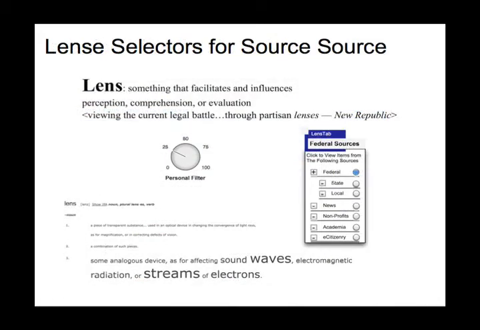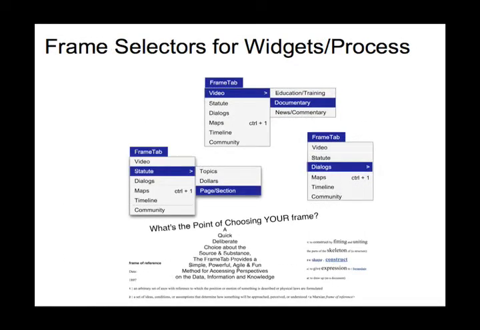So we give them selectors of the lenses, which are the source of the data, allowing them to understand the type and the source of data and to select that deliberately. And also selectors for the frames, which is another way to call a widget or a web application or process. We have one for the statute, which you've seen. You could have one for video. You could have one for dialogues.